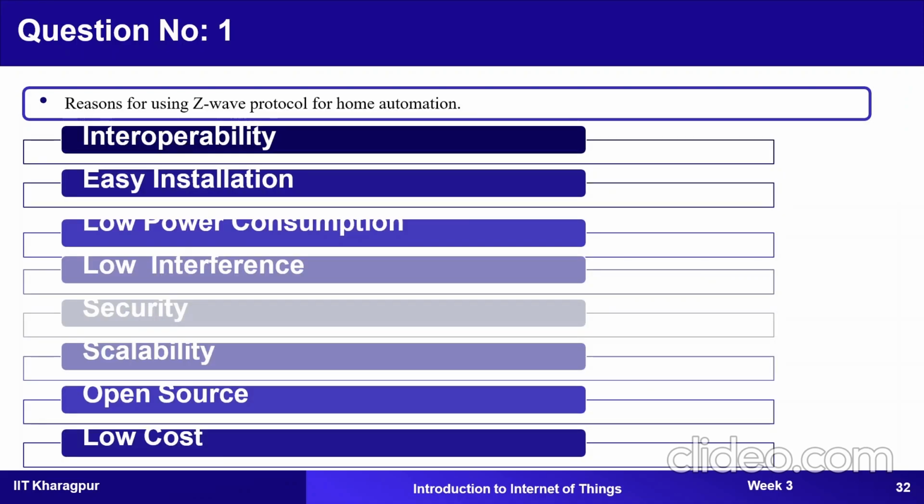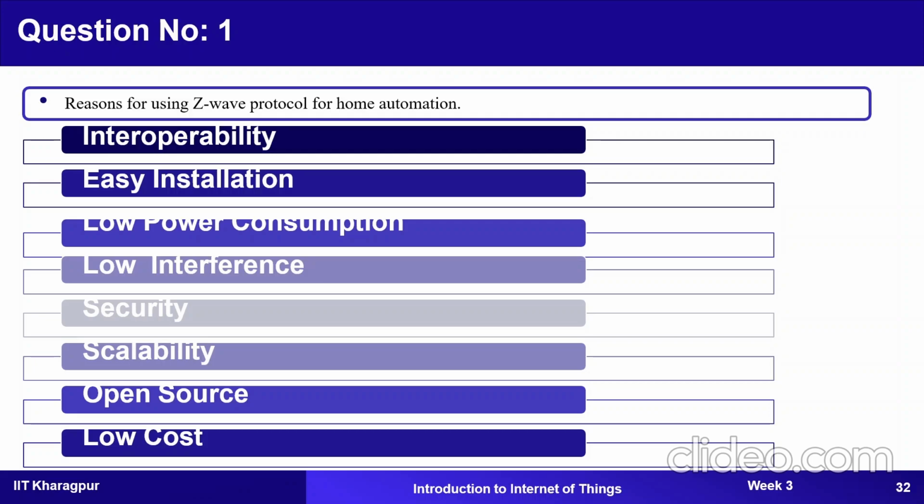Now the reasons why we should use Z-Wave for home automation are: so first one is interoperability. So the Z-Wave protocol provides interoperability between different heterogeneous devices which are present at your home. Second reason is easy installation. So it is very easy to install the Z-Wave protocol. Third one is low power consumption. So if you are going to use the Z-Wave protocol for making the communication possible between different appliances, then the power which is required in order to make this communication possible is very low.